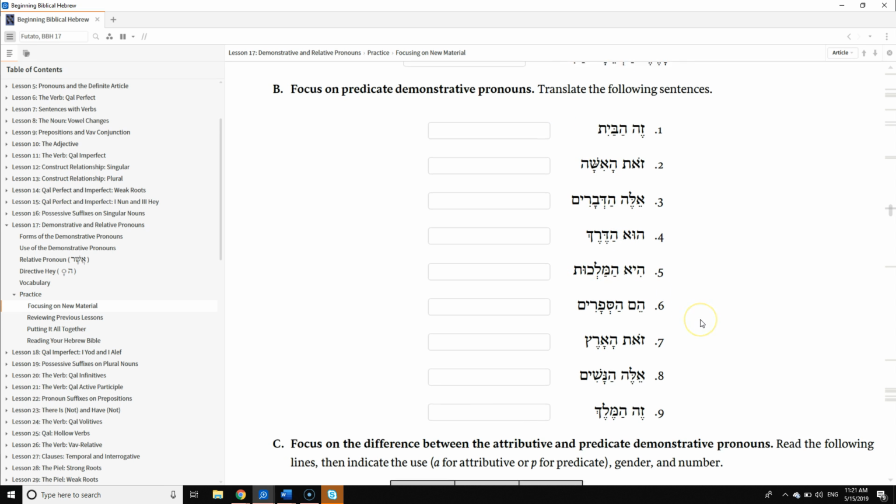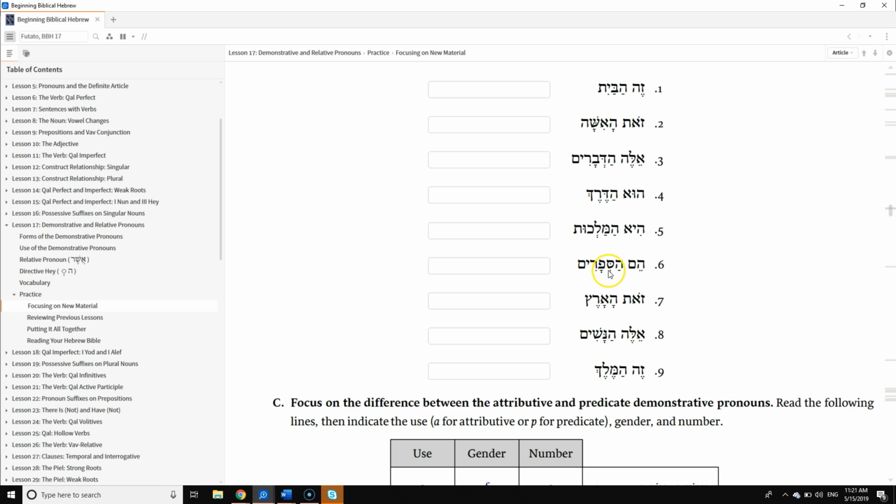Haim ha-sepharim. Haim we would normally translate as they, masculine plural. But here it's in a construction with ha-sepharim, which is going to be the books or the documents, the scrolls. So this would be those are the scrolls.